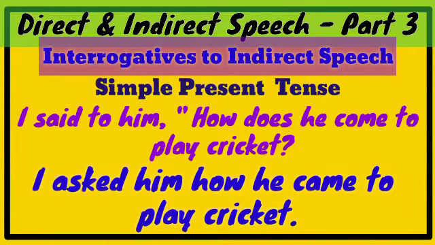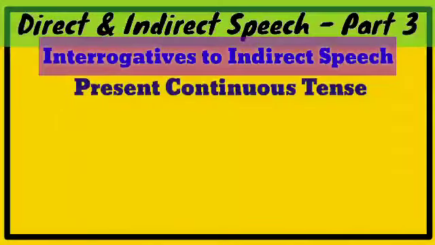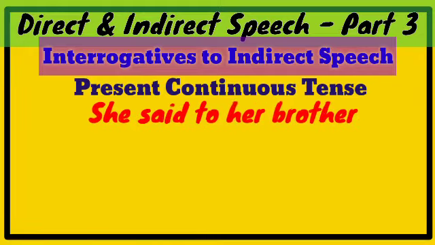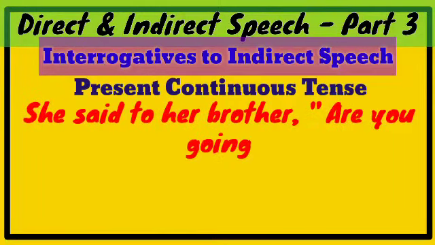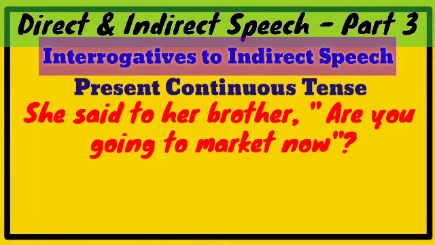Now let's see how to change an interrogative question of present continuous to reported speech. Present continuous is an action that is going on at the time of speaking. Usually the helping verbs is, am, are come in present continuous. See the example. She said to her brother, "Are you going to market now?"